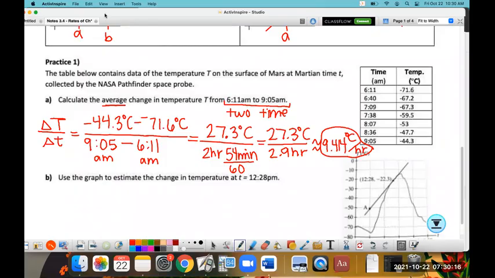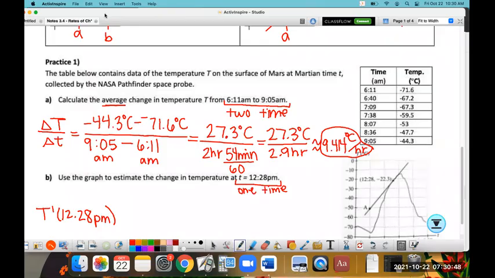Okay. Part B, use the graph to estimate the change in temperature at a single time. I'm looking for the instantaneous rate of change. Now, remember, there are a few ways that we can get that instantaneous rate of change. We could, one, take the derivative of our function t at 12:28 p.m. But we don't know the function. We have the graph. We don't know the function.